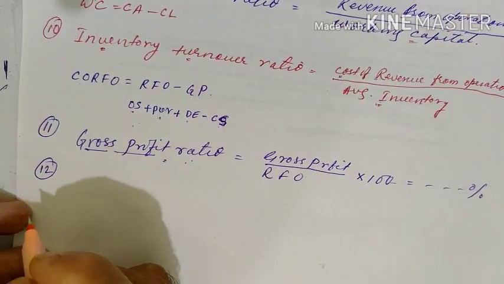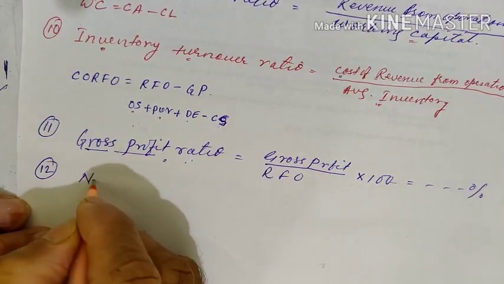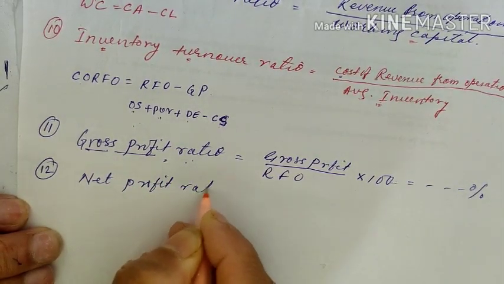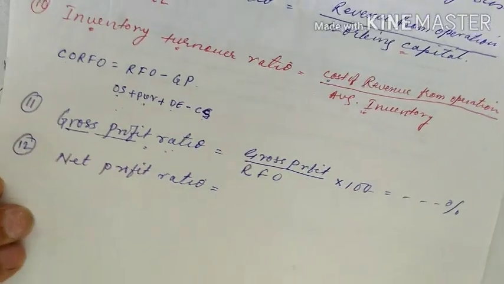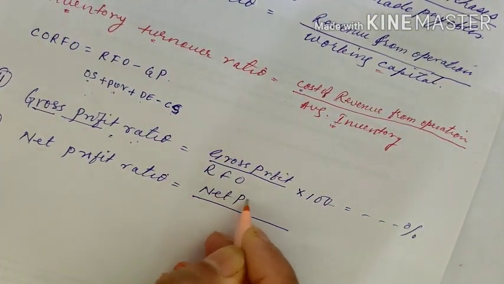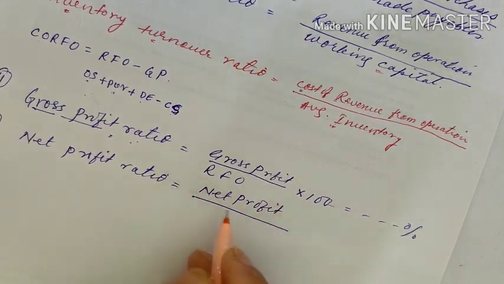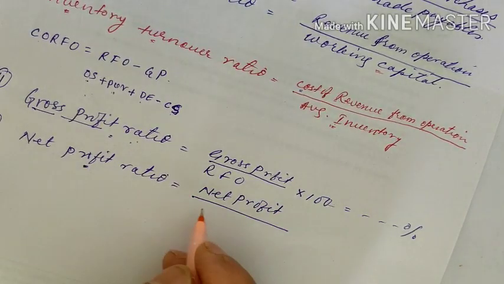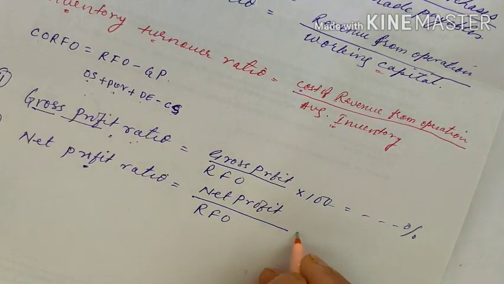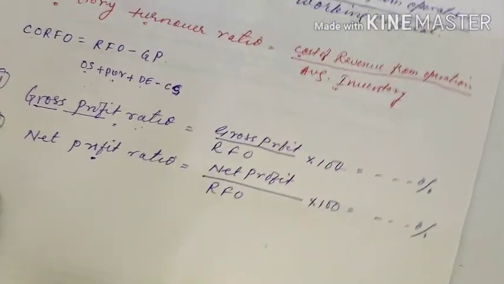Number 12. Net profit ratio. As the term goes, you know it is net profit. Again, profit is generated out of sales. So revenue from operation, it is again expressed in terms of percentage. So multiply by 100 and you will get the answer in percentage.